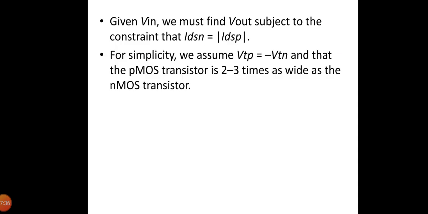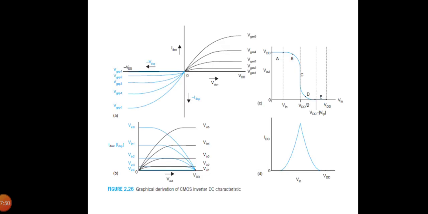Given Vin, we must find Vout subject to the constraint that IDSN is equal to IDSP. For simplicity, we assume that VTP is equal to minus VTN and that the PMOS transistor is 2 to 3 times as wide as the NMOS transistor. So this diagram shows the V-I characteristics of both NMOS and PMOS transistors. The diagram in the first quadrant is for the NMOS transistor and in the third quadrant is for the PMOS transistor. If we superimpose these two characteristics and join the lines, we'll get this transfer characteristic.